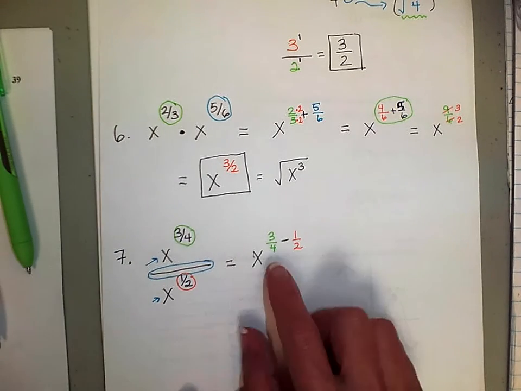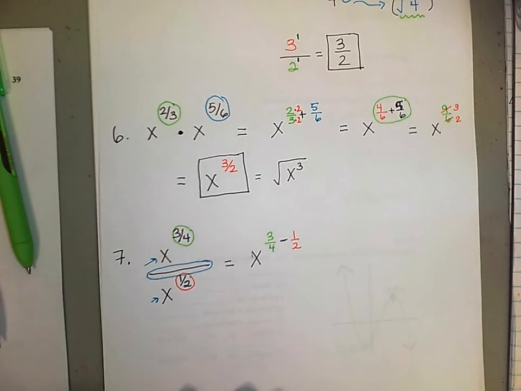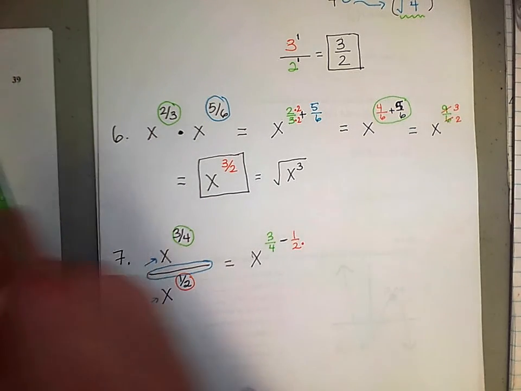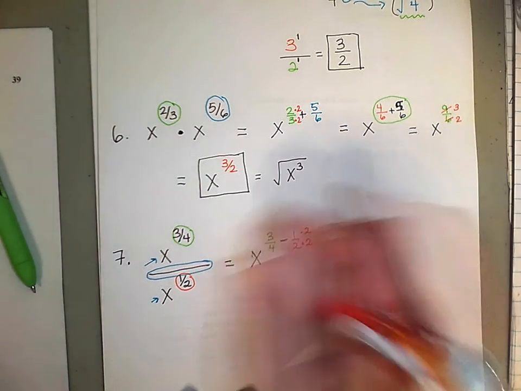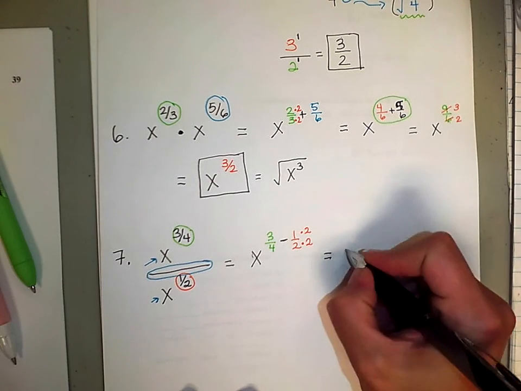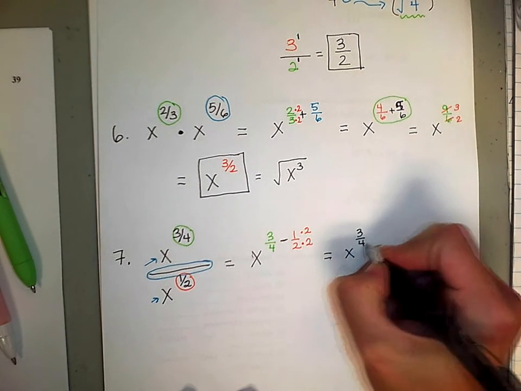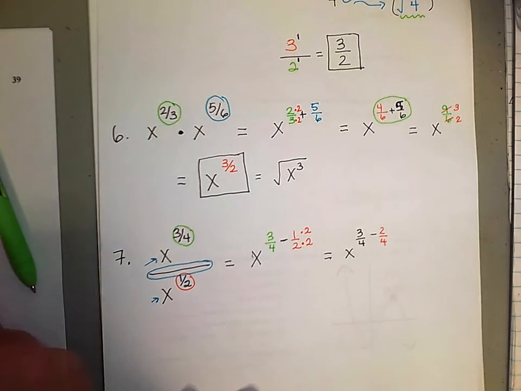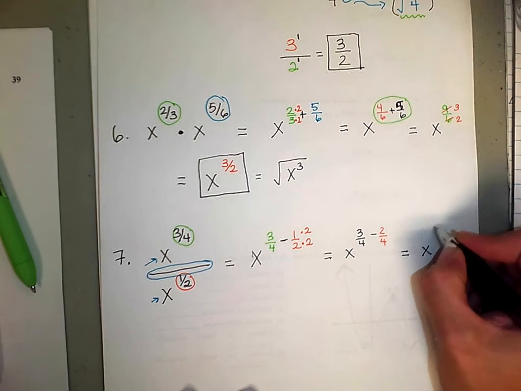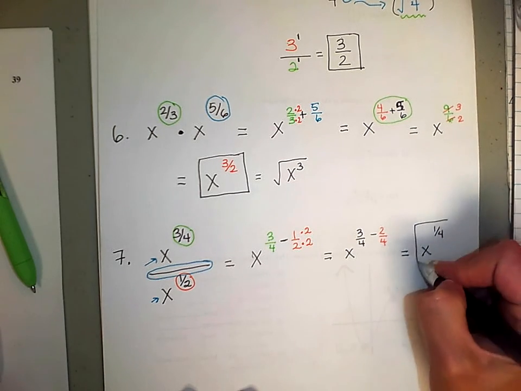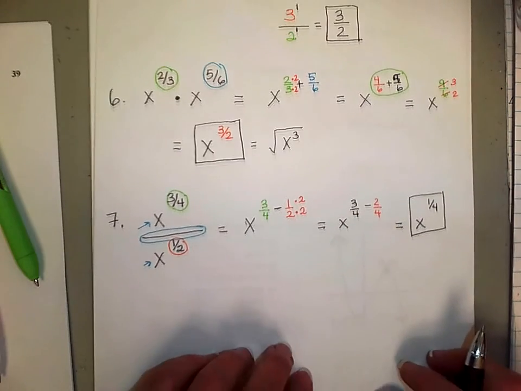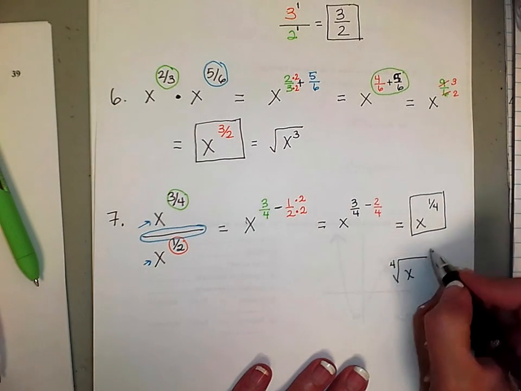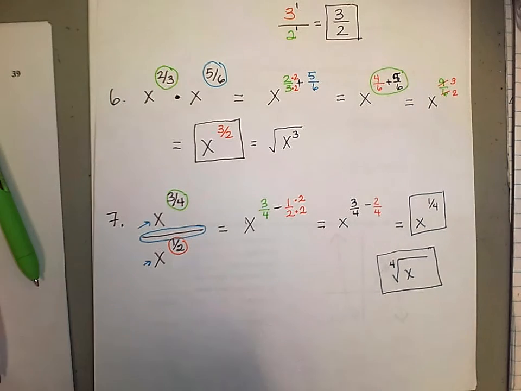Again, we're in the predicament of having fractions in the exponents that we need to simplify, but that's alright. We'll just get a common denominator. Multiply this by 2 and this by 2. So we'll get x to the 3/4 minus 2/4, which is equal to x to the 1/4 power, which we could write as the fourth root of x. Either of these are acceptable. They are equivalent answers.